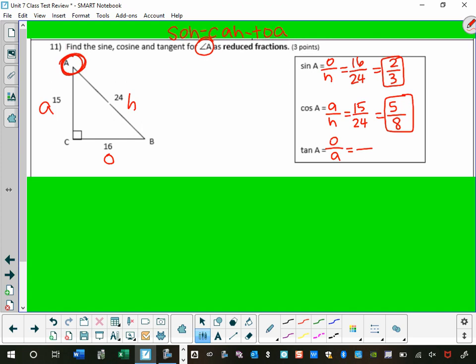What is opposite over adjacent? 16 over 15. 16 over 15 is not reduced, so I leave it as 16 over 15. Alright, let's go ahead and turn the page. That's pretty easy.